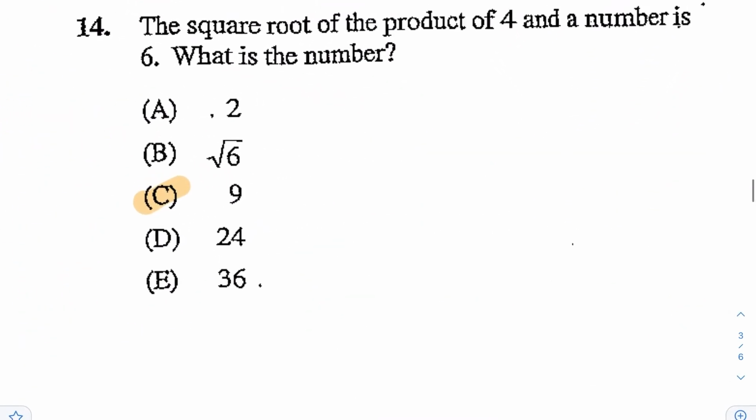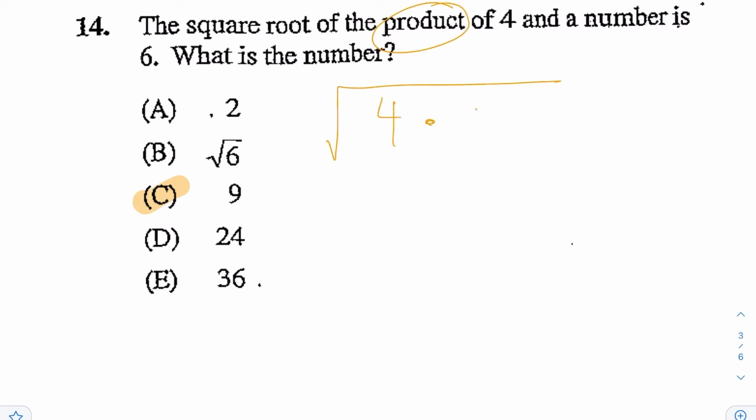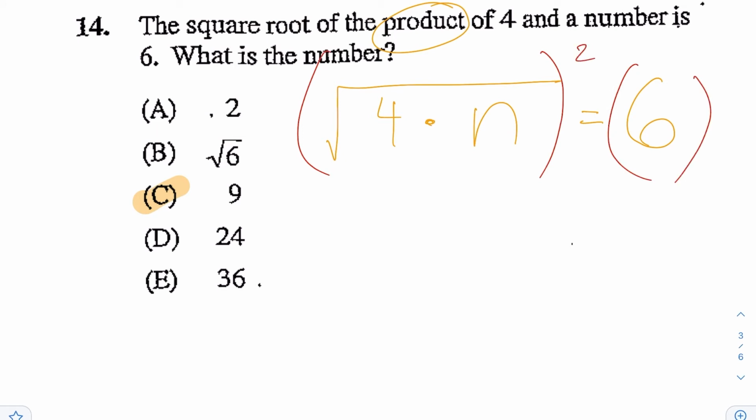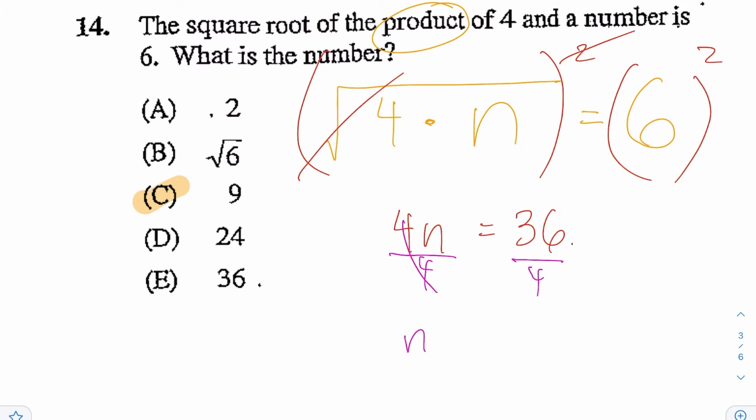Next, for number 14, the square root of the product of 4 and a number is 6. What's the number? So the square root means square root and you have a product. So you're multiplying 4 times the number n. That's equal to 6. So this is your equation. To solve, you have to square both sides, get rid of the square root, which will give you 4 times n is equal to 6 squared, or 36. Then you can divide by 4 and figure out that n is equal to 9. And that's choice C.